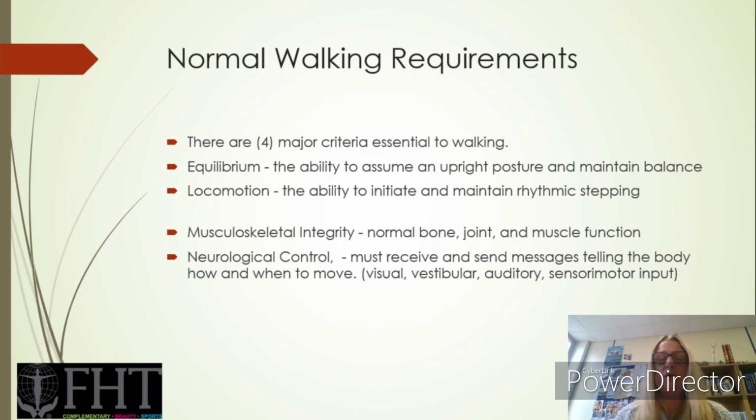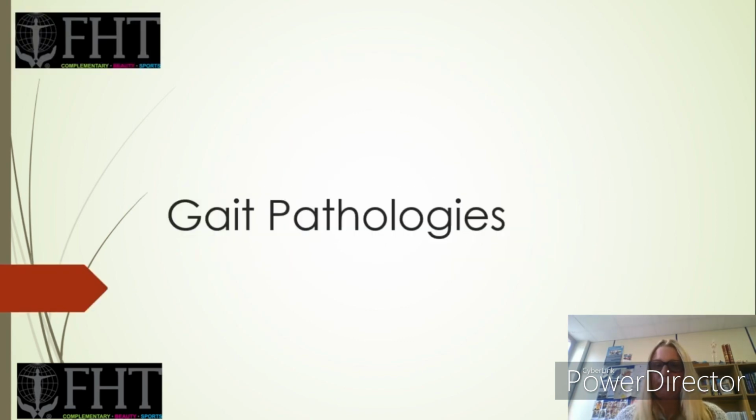We have locomotion, and that is the ability to initiate and maintain rhythmic stepping through the gait cycle. We also have musculoskeletal integrity, so that's normal bone, joint, and muscle function. And we have neurological control. So when we perform the gait cycle, gait patterning, we must receive and send messages telling the body how and when to move. So let's look at gait pathology, things that could be wrong within gait.